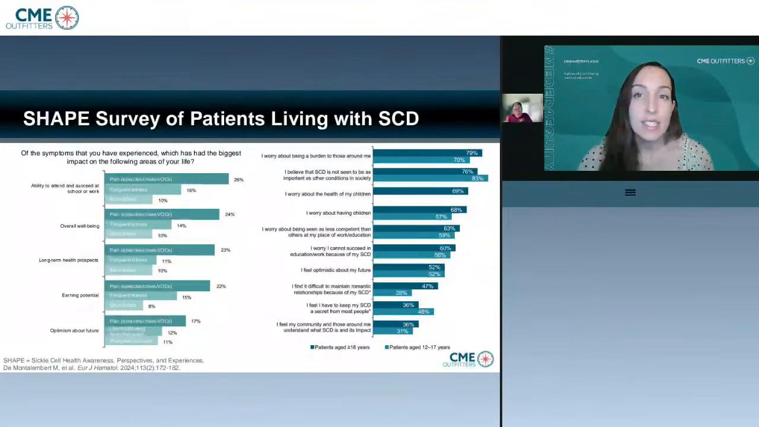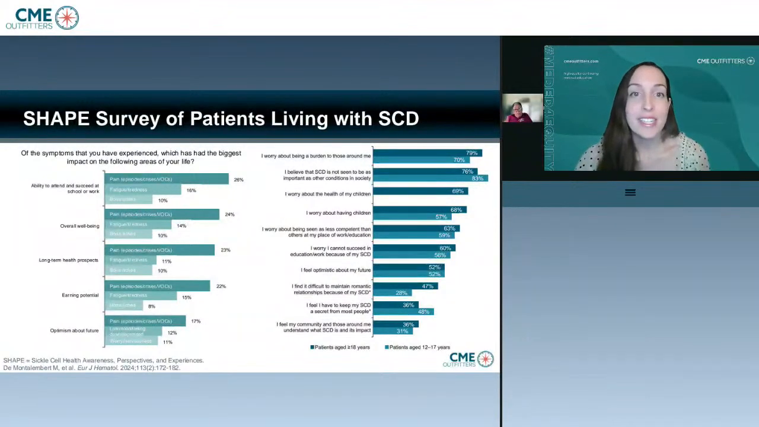Looking to the right of the screen highlights the psychological impacts of sickle cell. You can see 79% worry about being a burden to those around them. 76 to 83% believe sickle cell isn't seen as important as other conditions in society. 63% fear judgment about being seen as less competent at work. A lot of people kept it a secret from most people, especially among adolescents, which points to significant stigma and isolation, which can then impact relationships, mental health, and sense of belonging.